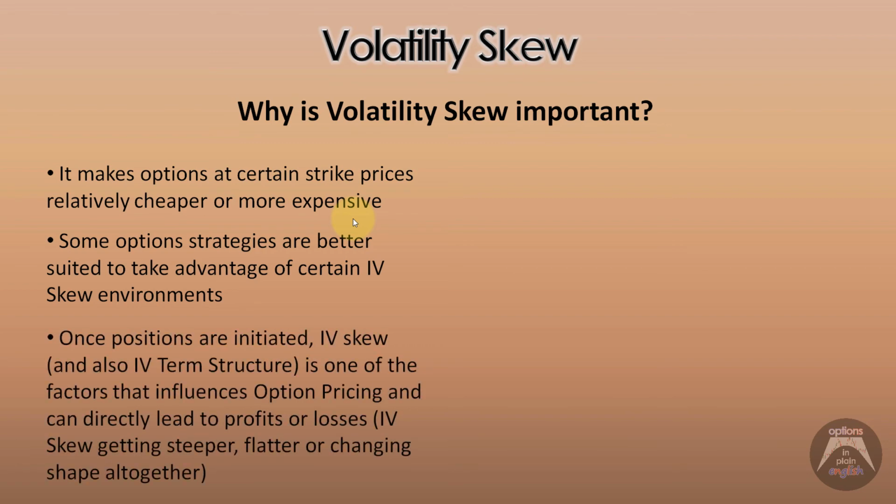Once positions are initiated, the IV skew and also the term structure is one of the factors that influences option pricing and can directly lead to profits or losses when the IV skew is getting steeper, flatter, or changing shape altogether. So IV skew also is a factor in the profits or losses of our positions. Why? Because IV skew is going to change the implied volatility, and implied volatility is one of the factors in option pricing. Higher implied volatility is going to lead to higher prices, and lower implied volatility is going to lead to lower prices.